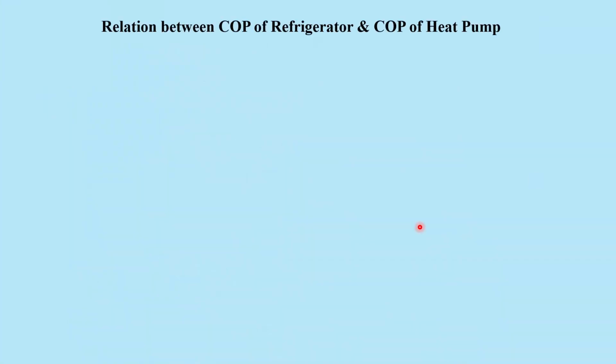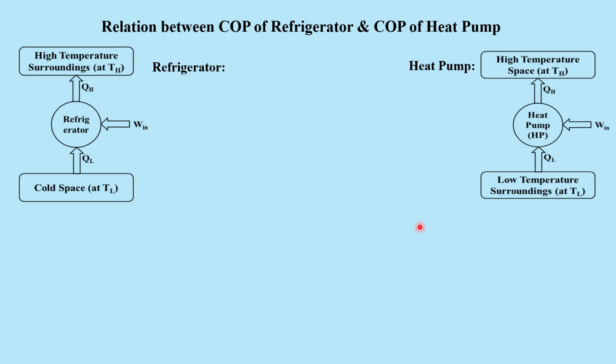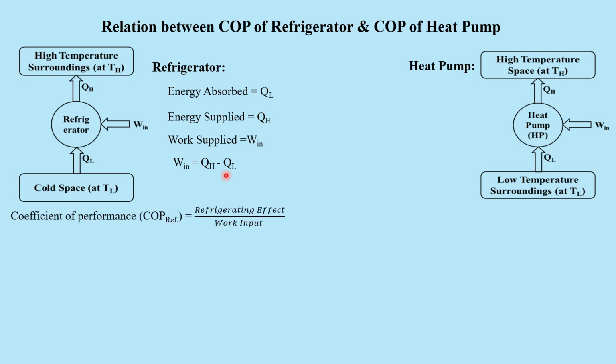Now the relation between the coefficient of performance of a refrigerator and the coefficient of performance of a heat pump. So what is coefficient of performance? As in case of a heat engine we have efficiency, in case of a refrigerator and heat pump we have coefficient of performance. For the refrigerator and heat pump, we have seen these diagrams, and the terms here are: energy absorbed is equal to QL, energy supplied is equal to QH, and work supplied to the refrigerator is WN, which can be stated as QH minus QL. Coefficient of performance for a refrigerator is given by refrigerating effect divided by work input.